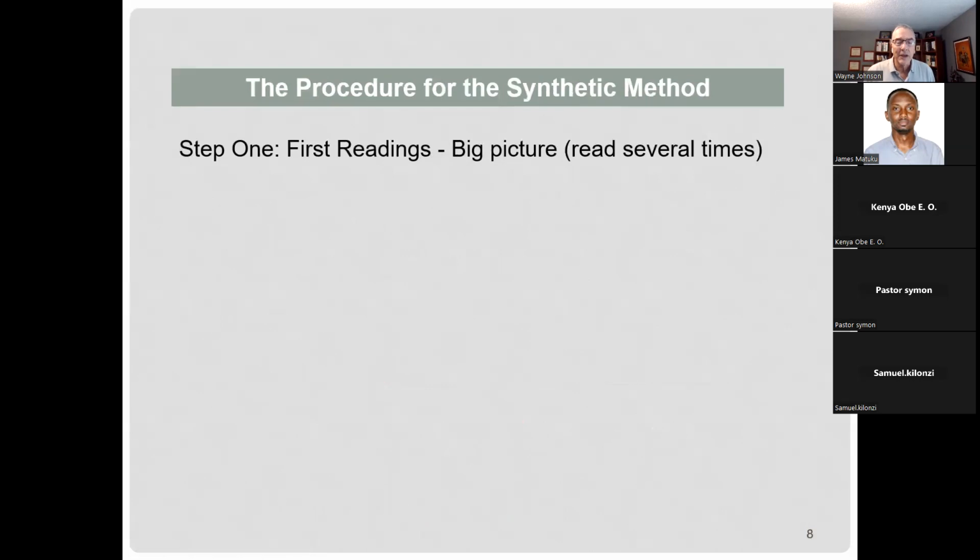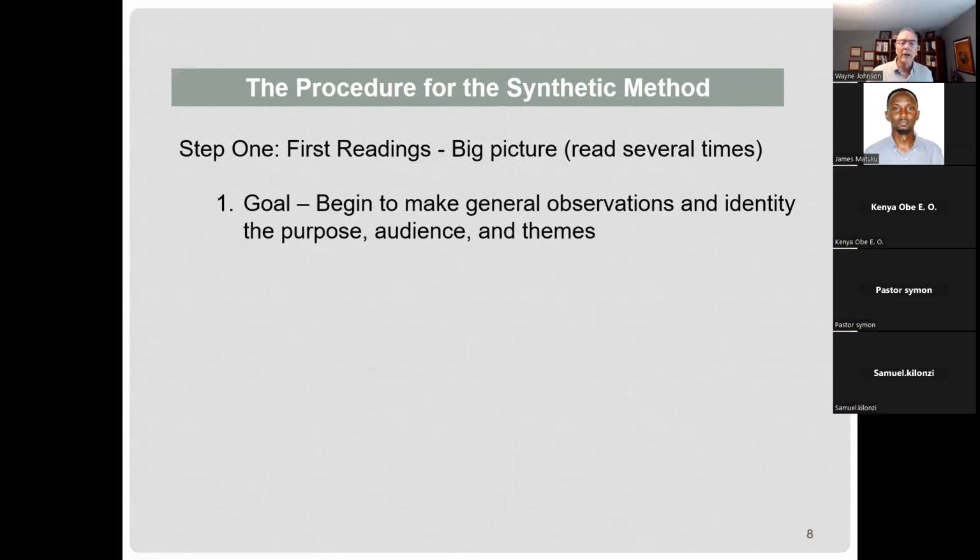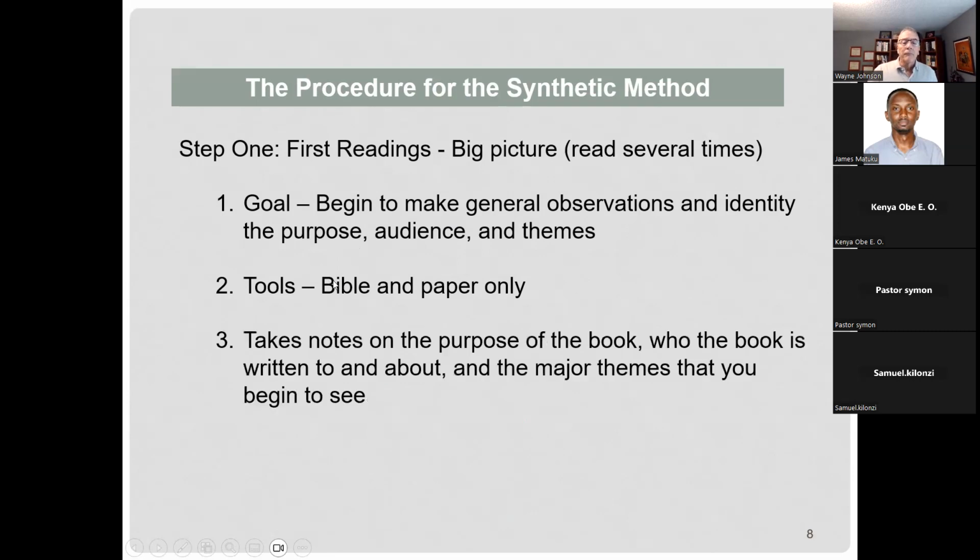So some of the steps that we're going to use in our assignment. The first step is just your initial readings to get the big picture. And the goal again is to make general observations and then to identify the purpose, audience, and themes. Your tools: Bible and paper only. So again, I'm not wanting you to go to any other resources. As you read through, you take notes looking for statements in the book of Titus, in this example, as to what is the purpose? Why did Paul write this book? So look and see what you can find throughout the book that would identify a purpose for the book.